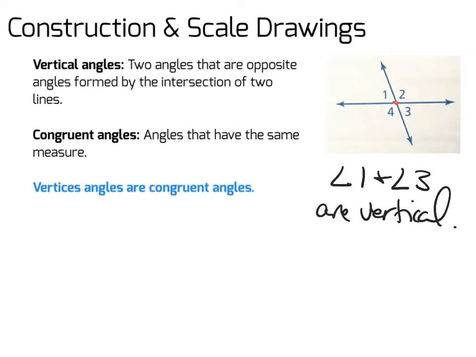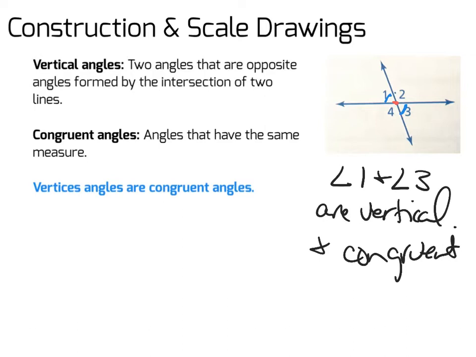Vertical angles are congruent. So that means that angle 1 and 3 are vertical and congruent. How we show congruency on angles is we put a little arch. So I can put this little arch here and say that angle 1 and angle 3 are vertical, also congruent.